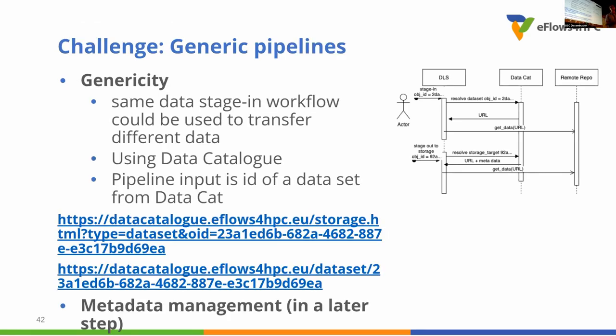One thing that was mentioned here, and I already alluded to that, is that we try to make our pipelines a little bit more generic, so not include the actual location of the B2Share object in the pipeline, but rather we provide the DLS pipeline with a parameter that points to the data catalog, and this data catalog in turn points to the B2Share location. That helps us when we want to use the same pipeline to move different data sets. And as I said, there is also this data catalog where you can basically go and see what's there.